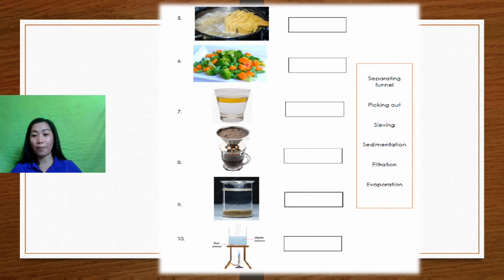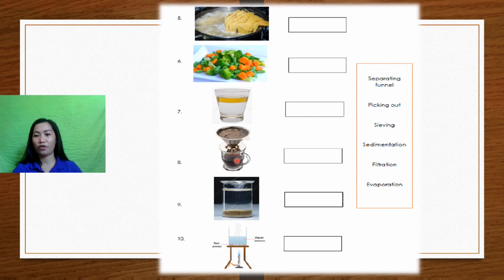What is the best technique that you can use? For number 6, we have the mixed vegetables. How will you separate these mixed vegetables? What kind of technique are you going to apply? And for number 7, we have the water and the oil. How will you separate the oil from the water?